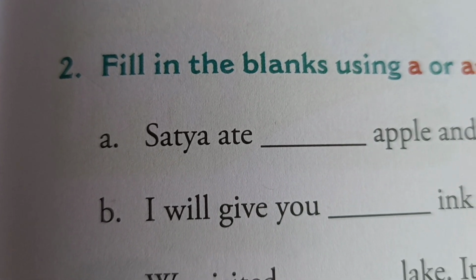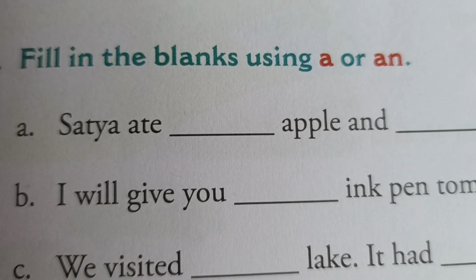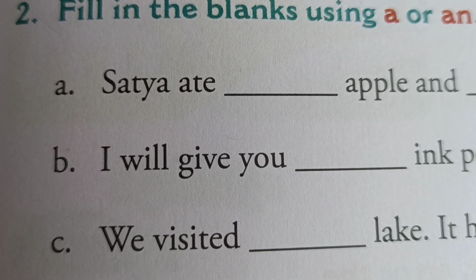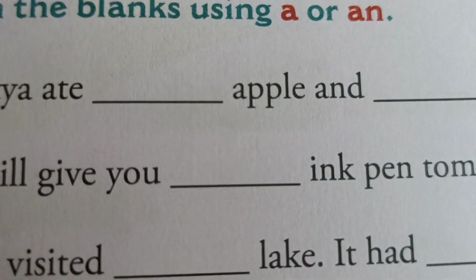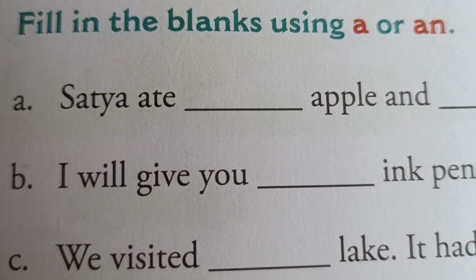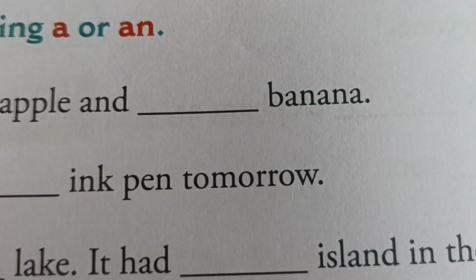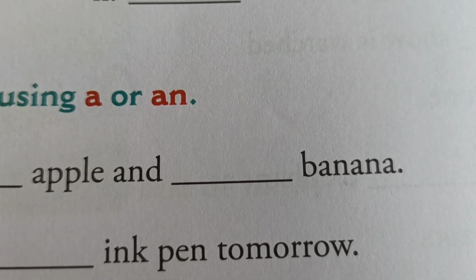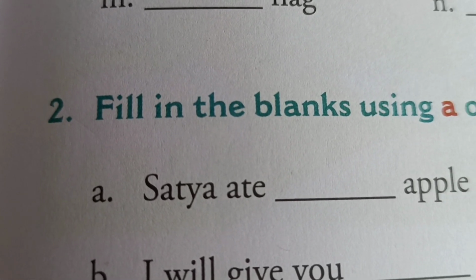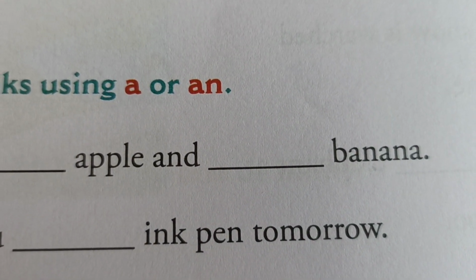Next question for us, fill in the blanks using a or an. Here are some sentences. First one, Satya ate dash dash apple. Apple, a vowel sound, so Satya ate an apple. And dash dash banana, B consonant, so a banana. Then how do we write down? Satya ate an apple and a banana.